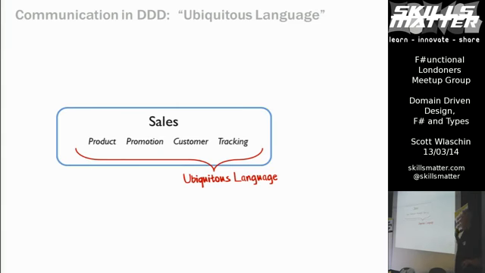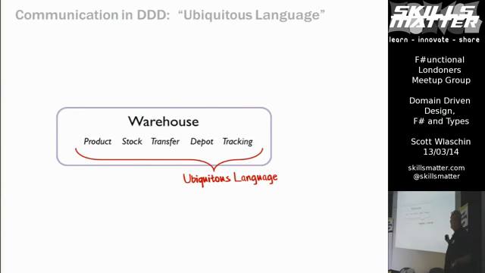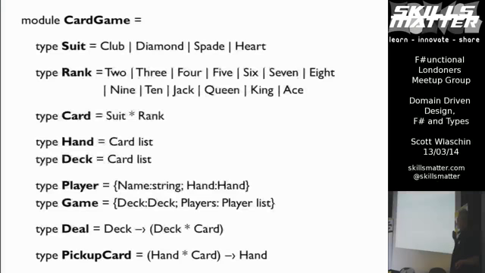Same kind of thing. Every business has their own ubiquitous language, and it's often the same words will crop up. So in a sales system, we might have product and tracking, like tracking meaning Google Analytics. But in a warehouse, a product is a different thing, and tracking is a different thing. So it's very important to be aware of these distinctions.